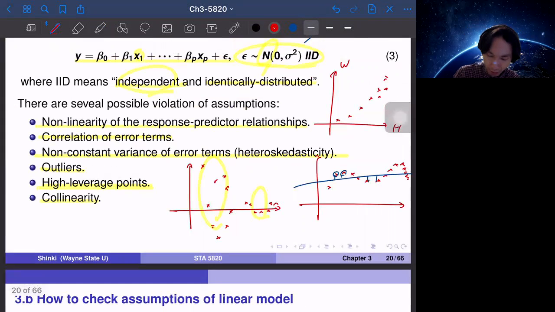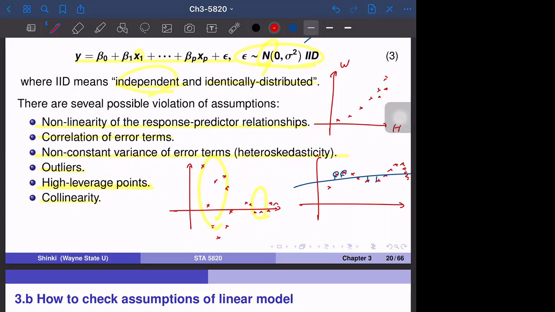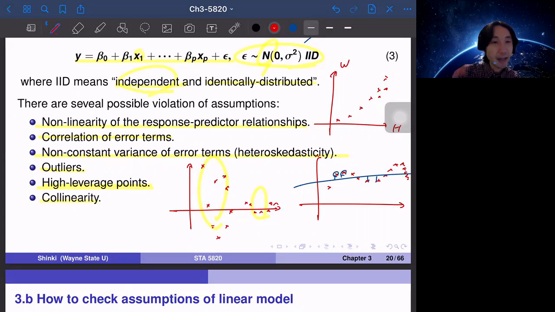Do you have any questions about these concepts such as non-linearity, correlation, non-constant variance, outliers, and so on? I have questions. So how many of you have heard of the high leverage points? I think I'm sort of familiar with them. Yep, thank you. I think I explained it in the stat 6840, but the other courses, probably not much.